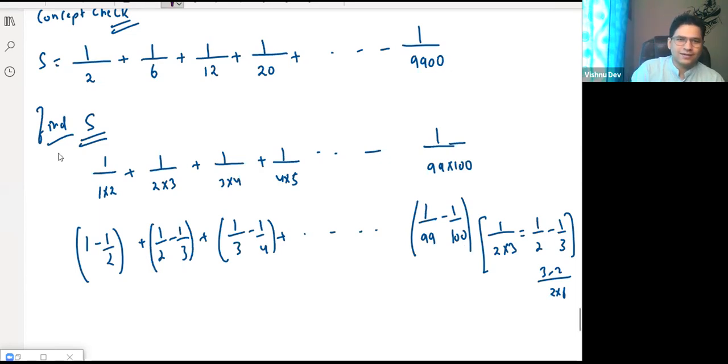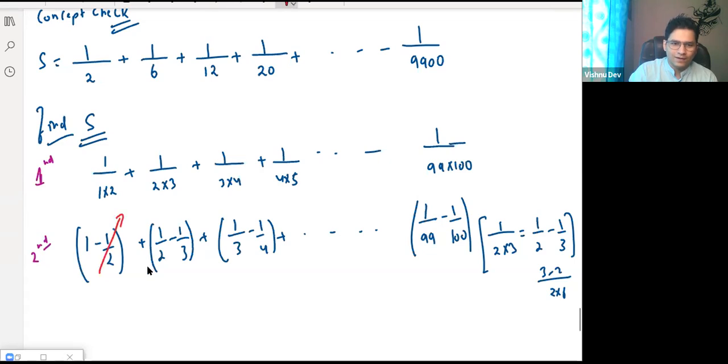Yes, so I told you this is first step, this is second step, right? I told you कि third step में हमारा आंसर आ जाएगा. हाँ या ना? Third step में आंसर आ जाएगा. आंसर किसी को दिख रहा है? Anyone दिख रहा है आंसर? 99 by 100.